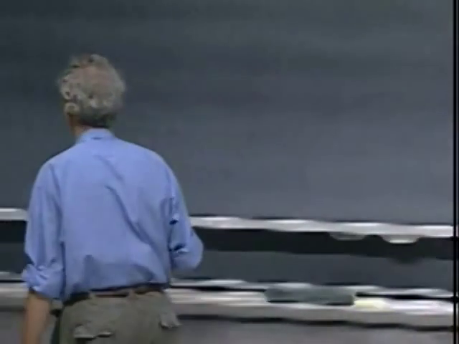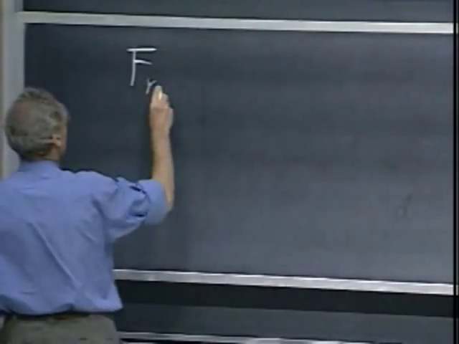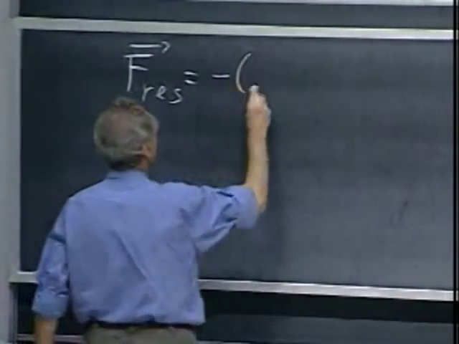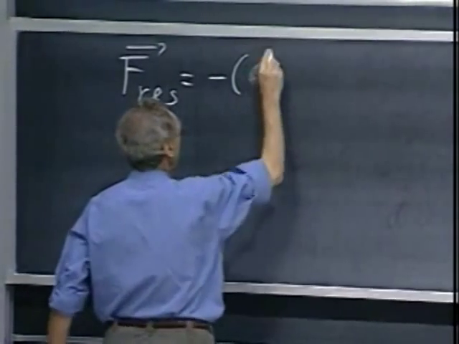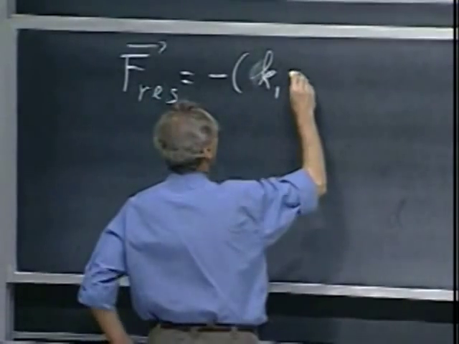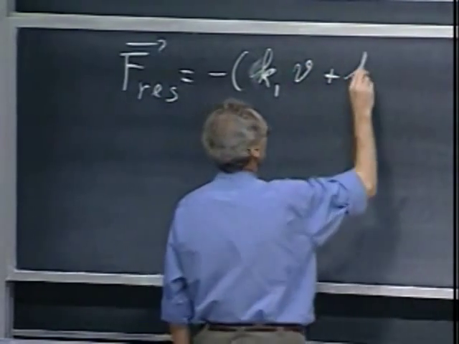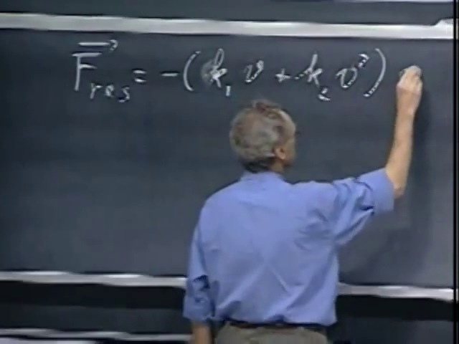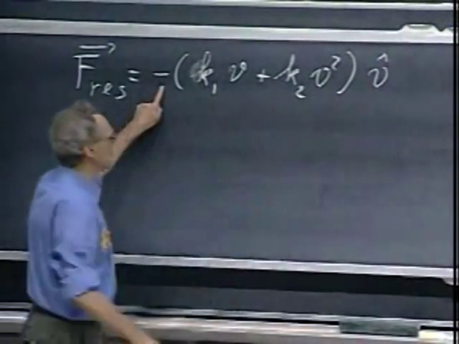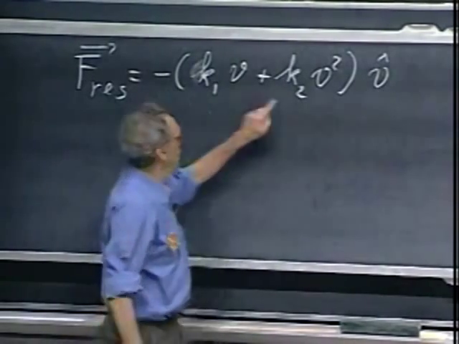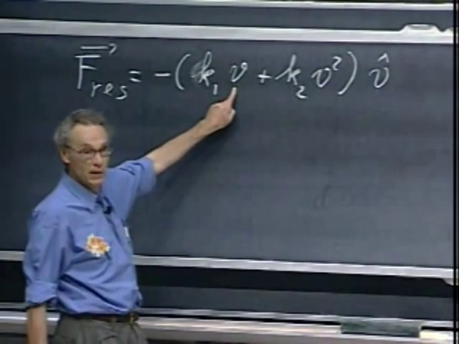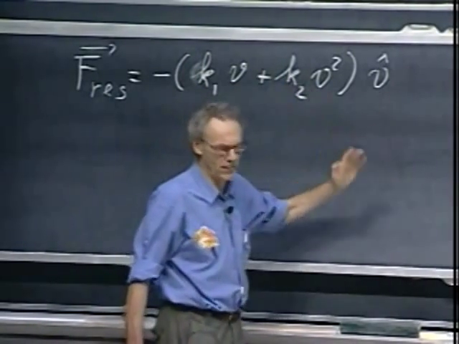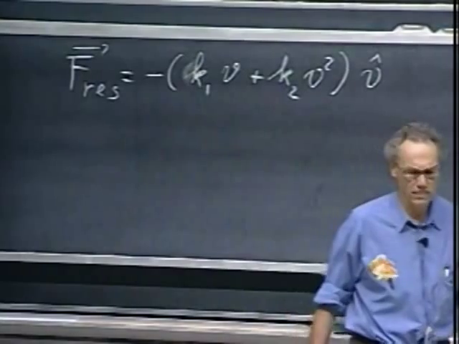In very general terms, the resistive force can be written as k1 times the velocity plus k2 times the velocity squared, and always in the opposite direction of the velocity vector. This v here is a speed. So all these signs, k1, v, and k2, and obviously v squared, are all positive values.